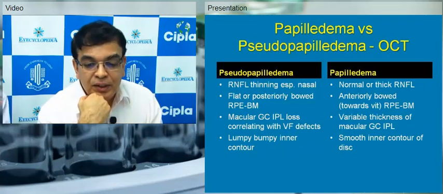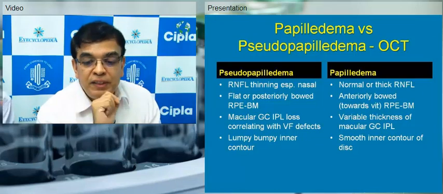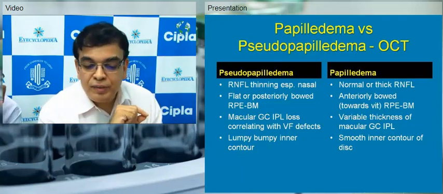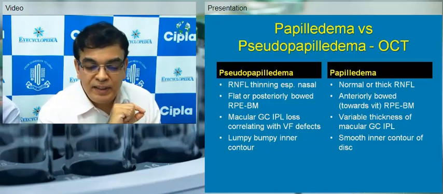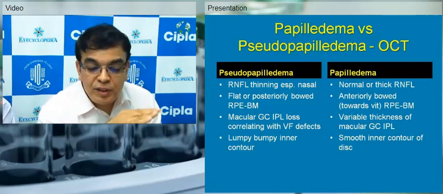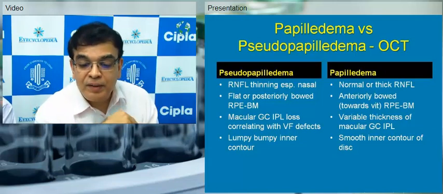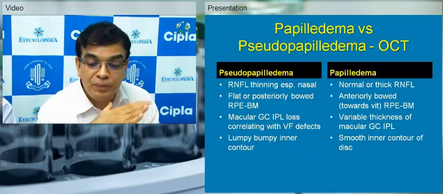So to summarize OCT findings in papilledema versus pseudopapilledema, you get RNFL thinning in pseudopapilledema, especially nasally. You can get a posteriorly bowed or a flat RPE Bruch's membrane, whereas in papilledema, the RPE Bruch's membrane is bowed towards the vitreous.